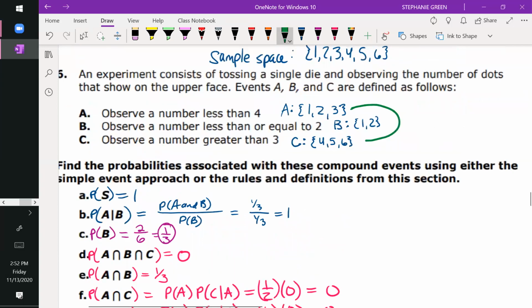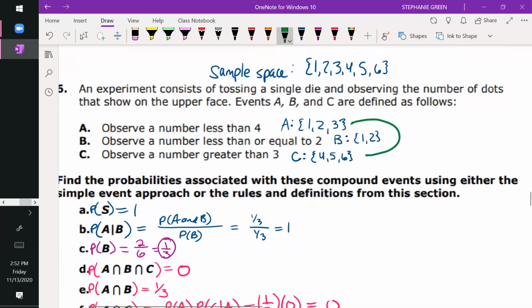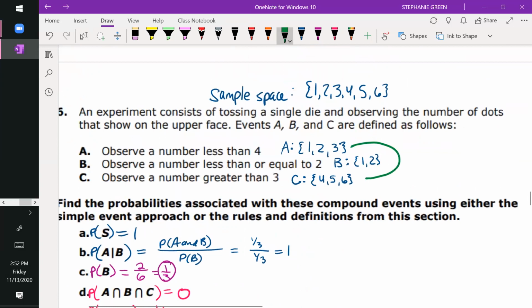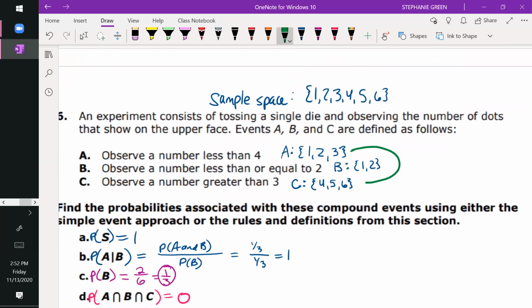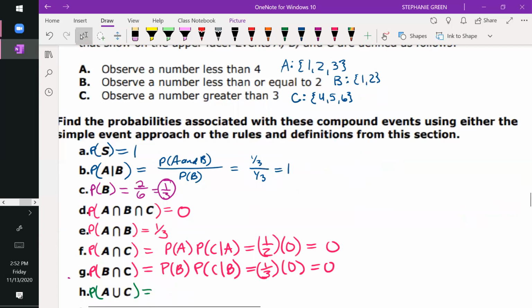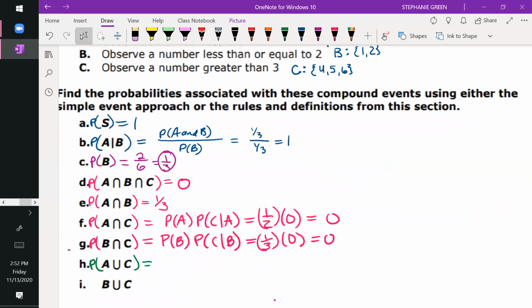So if my whole sample space is 1, 2, 3, 4, 5, 6, what's the probability that I roll a number that is either in A or in C? Well, that's everything in the sample space, 1, 2, 3, 4, 5, 6. That should be a 100% guaranteed thing to happen because we are combining two events that encompass the entire sample space. Let's go through the process anyways and see what happens.